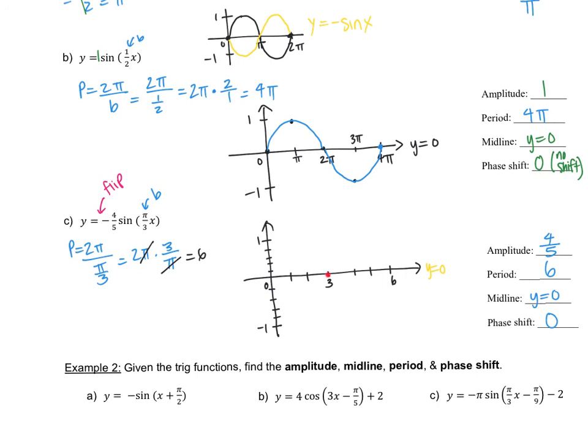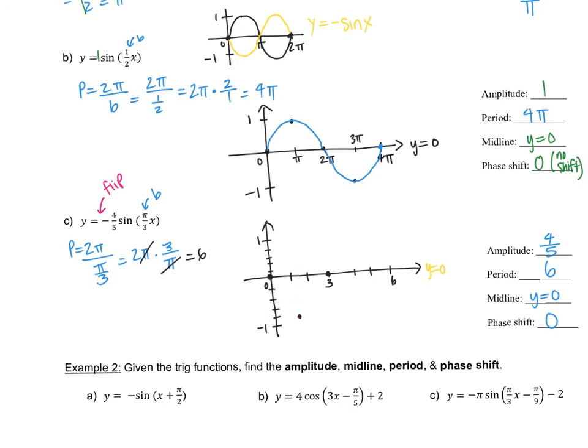So here's our midline, and this is a sine graph, but it's flipped. So we're going to start at 0, but then we have to go down and then back up. So I know halfway for sine is where it hits 0. So in between 0 and 3 would be 1.5 is where it hits 4/5, because the amplitude needs to go down 4/5, which would be down here. So between 0 and 3 would be 1.5, which is right here on the x-axis.